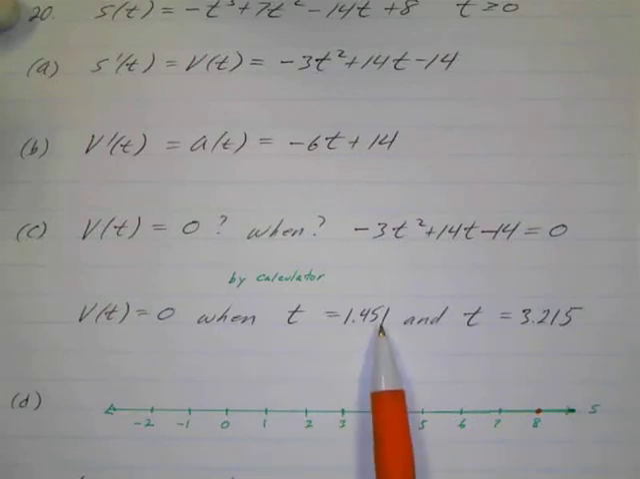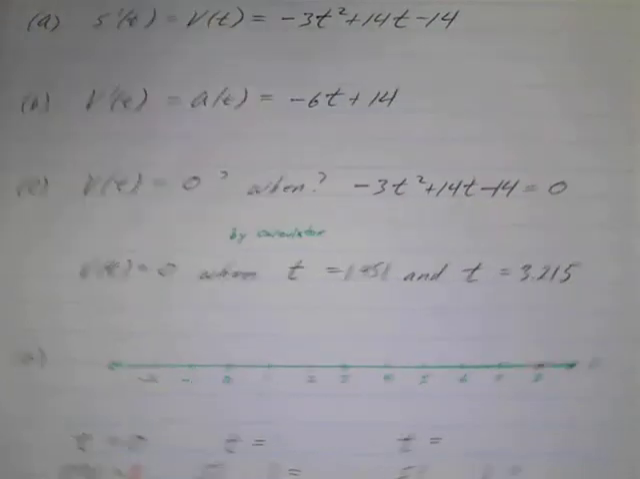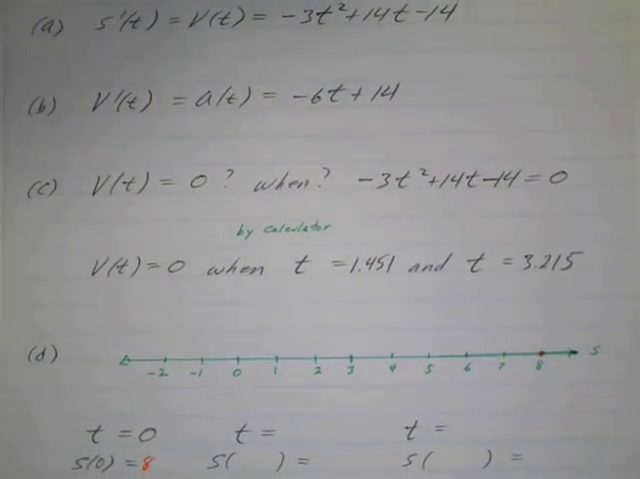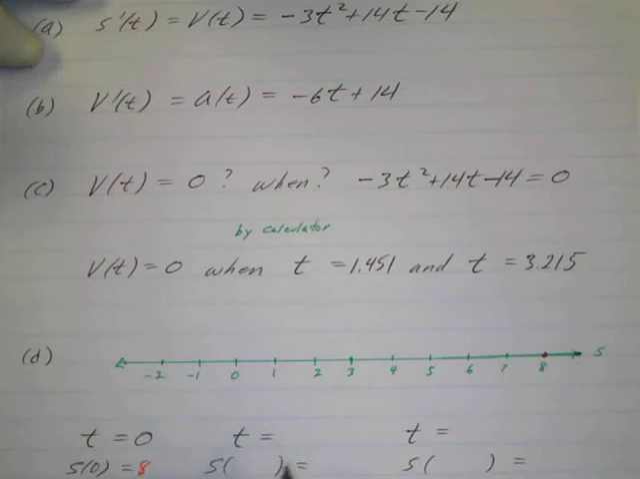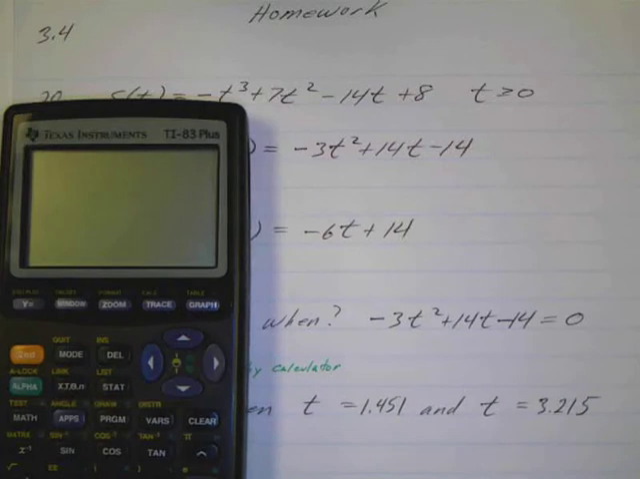Now, where am I going to stop? So we'll put that in over here. So this goes down here. T at 1.451. Okay, that's the T, so I want to find S of that. So I'm going to put that back into my position function. So this is where we use the Y vars. So we go back over here and look at our calculator.